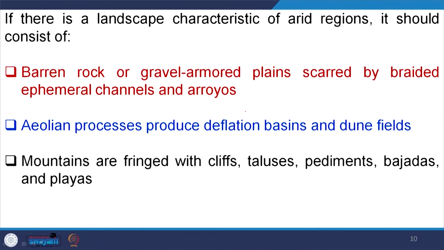What is braided? In fluvial geomorphology, we will talk in detail about the braided characteristics of rivers and the meandering characteristics of rivers. Here just remember that the streams will be of braided character, but ephemeral in nature, that means seasonal flow. Whenever there is a flash flood, when it rains, these channels will contain water, otherwise throughout the year they remain dry.